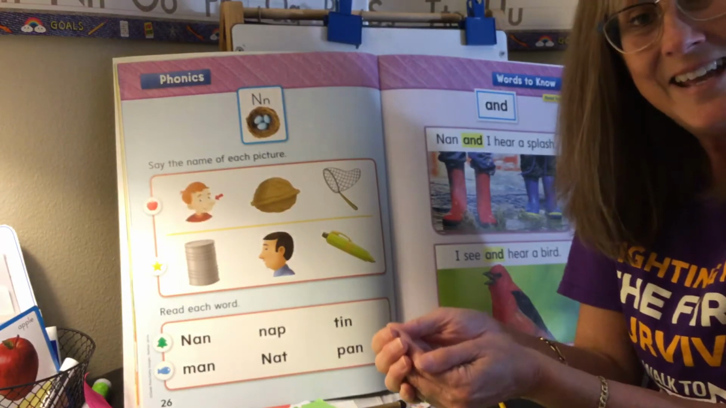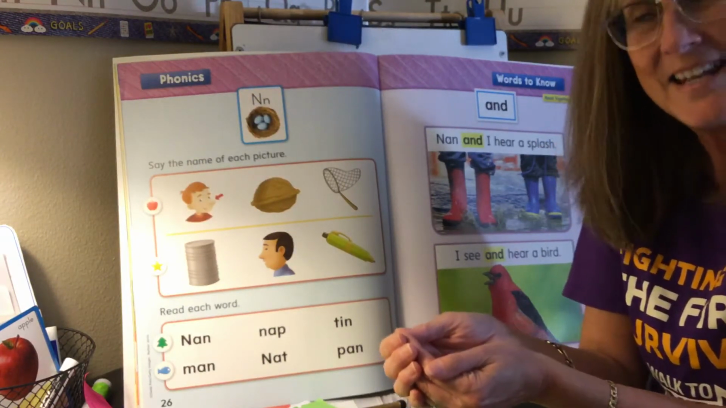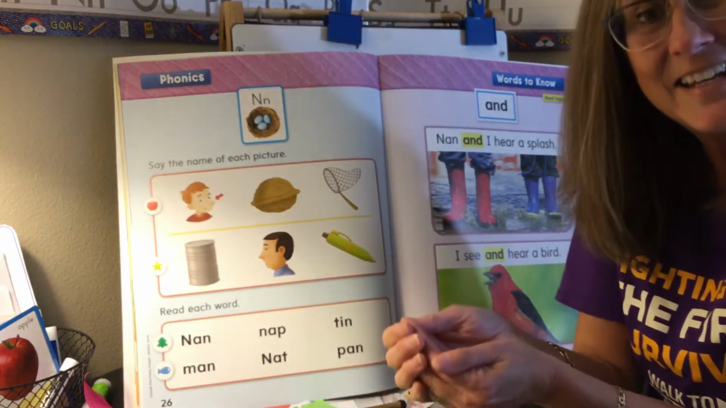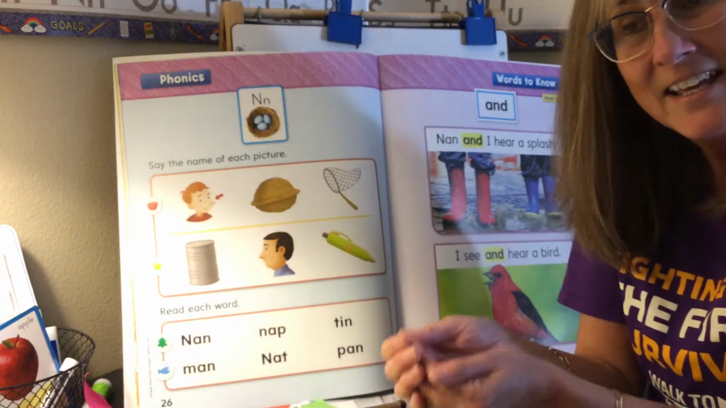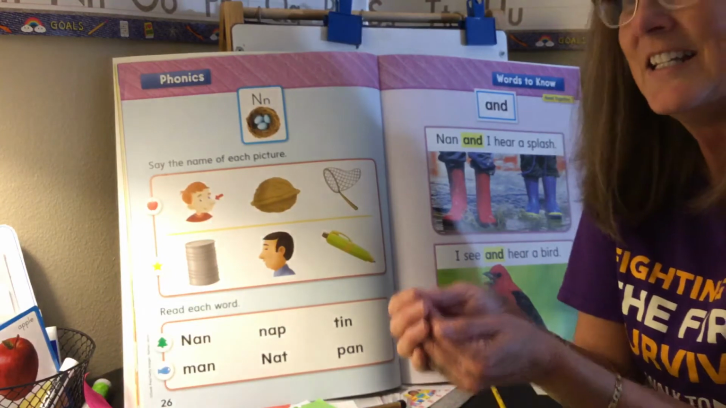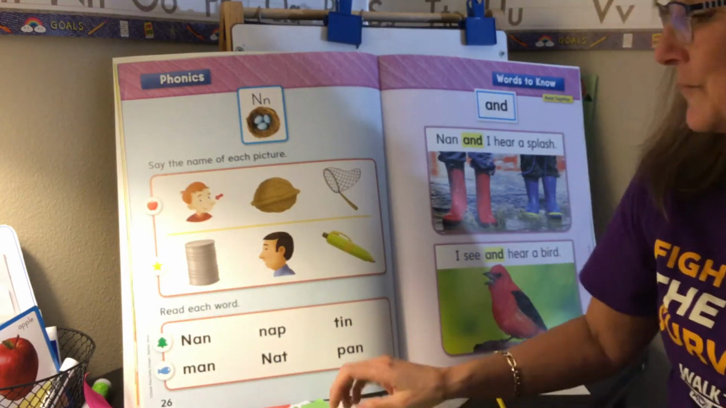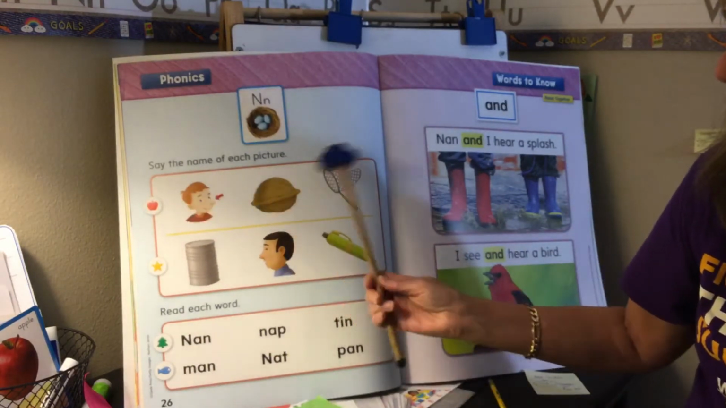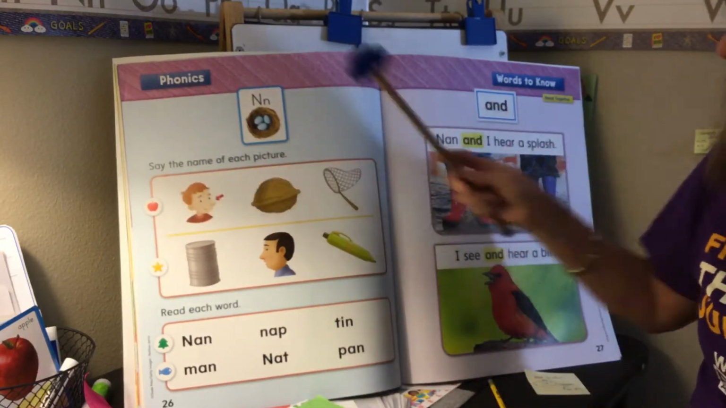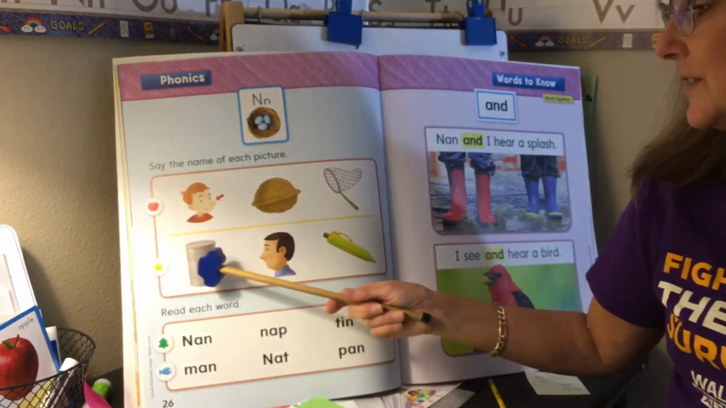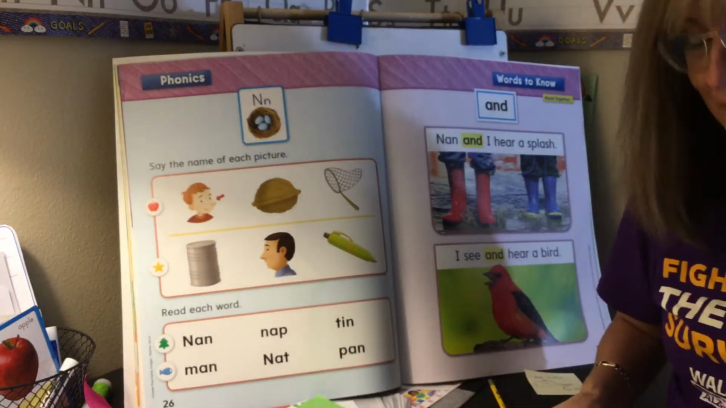So we go, nest, nest, nest, nest, N, N, N. And so we have some pictures here. The first row has the N sound at the beginning of the word. And then we're going to do some that have it at the end of the word, okay?